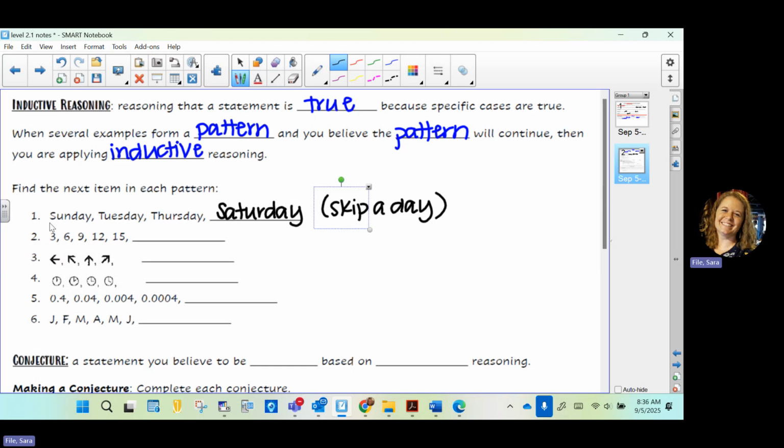Okay, the next is a pattern of numbers. 3, 6, 9, 12, 15, 18. Why do you think 18? Okay, you've recognized the pattern is plus 3, plus 3, plus 3, plus 3. Do y'all see that? Okay, so 18 would be the next term, because we keep adding 3 or count by 3s.